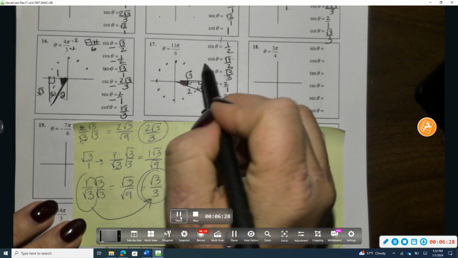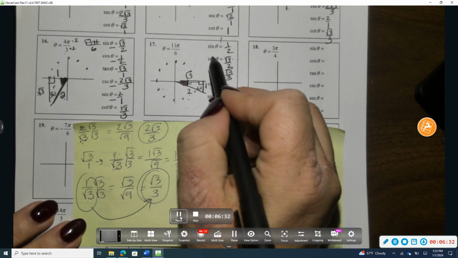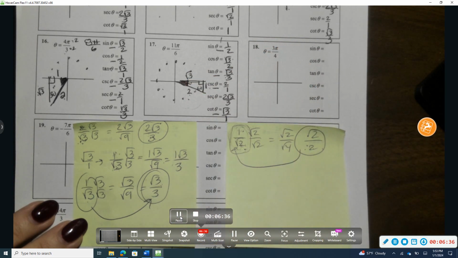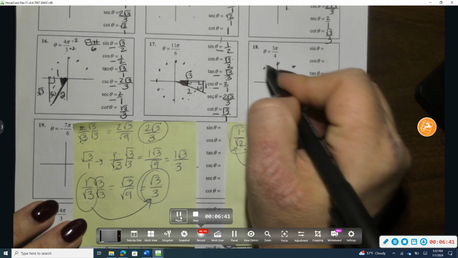This lies in quadrant 4, all-star trig class. Class starts with a C, only cosine, and its reciprocal are positive. Everything else gets a negative sign. We have a 4, so let's count by 4s. 1, 2, 3.